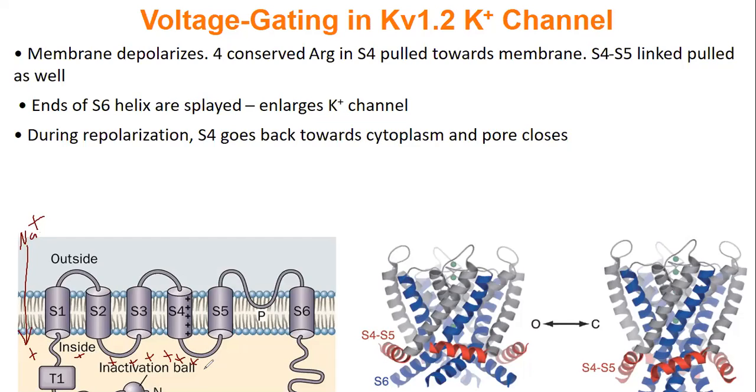Now we'll open up our potassium channel. How does that happen? First, let's take a look at this channel. This channel is made out of 6 different helixes. And this picture on the bottom left is a little confusing when you first look at it. So let's take a look at the picture on the right first.